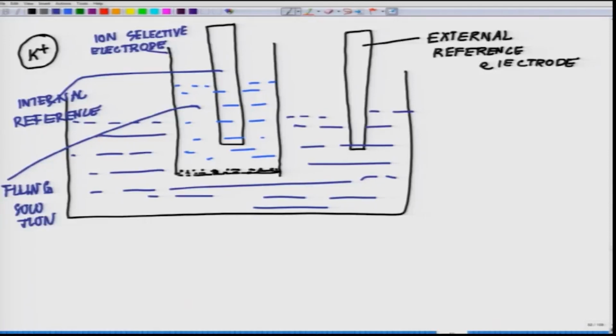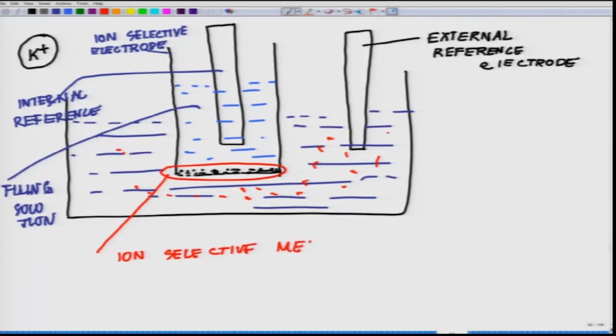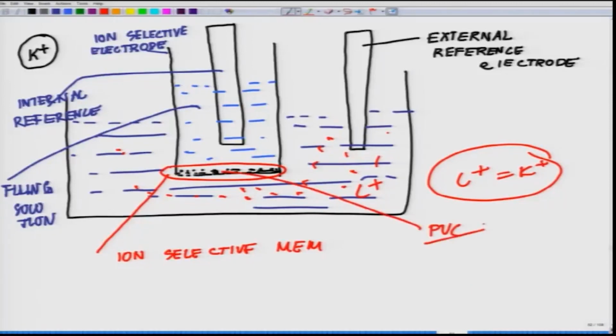So, this is where your analyte will change its concentration, and this part, which is the most critical part, is your ion selective membrane. These ion selective membranes are immersed in an aqueous solution containing analyte cation, which we say is C plus; in this case C plus is equal to K plus, what we are trying to measure. Typically, the membrane is made up of polyvinyl chloride. So, this is PVC, polyvinyl chloride.